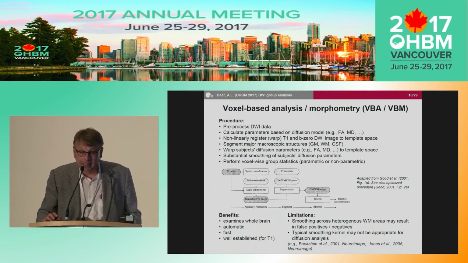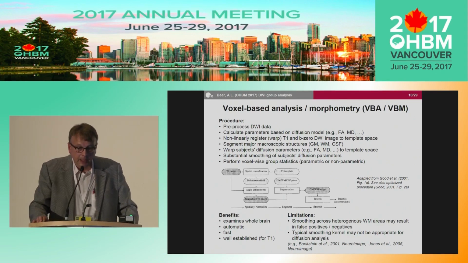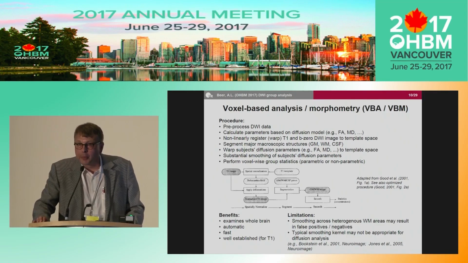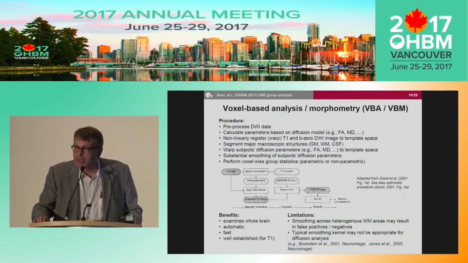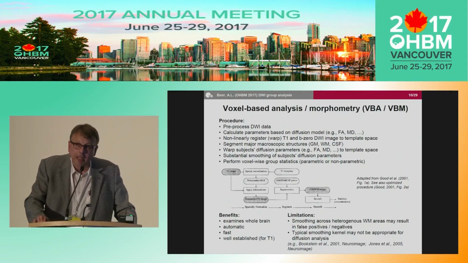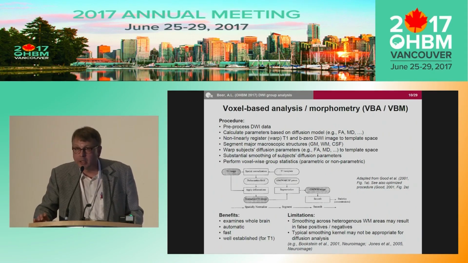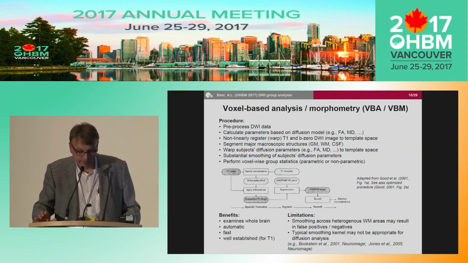This smoothing is smoothing across relatively heterogeneous white matter areas, and it may result in false positives and negatives. The typical smoothing kernel, which is appropriate for T1 weighted analysis, about 8 to 12 millimeter full width half maximum, may not necessarily be a good smoothing kernel for diffusion weighted imaging. And there is no clear procedure how to determine the perfect smoothing kernel.